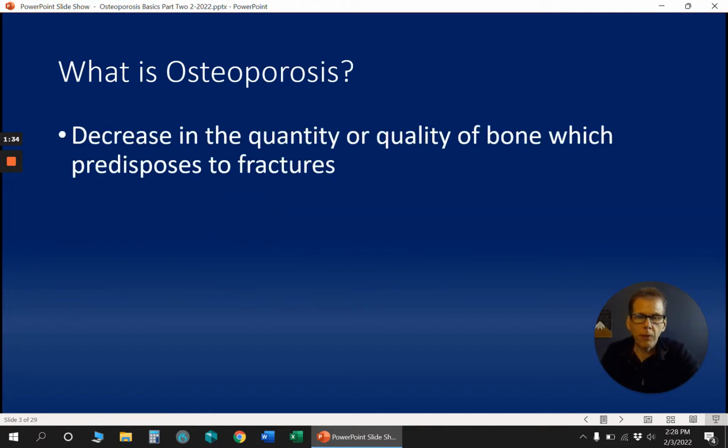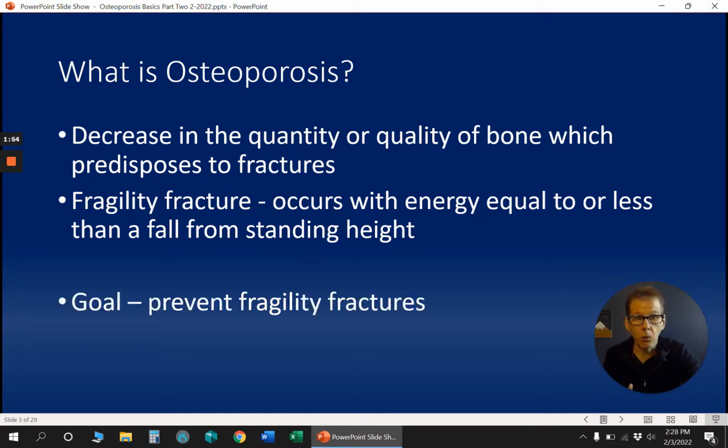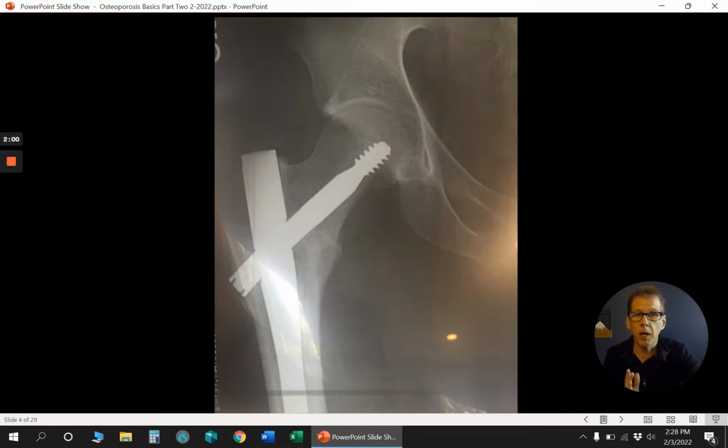So we talked about osteoporosis being a decrease in the quantity or quality of the bone, which predisposes to fracture. And that a fragility fracture would be a fracture that occurs with low energy in somebody who would not have ordinarily fractured if the bones were healthy. And our goal, the whole reason we talk about osteoporosis, is we want to prevent fragility fractures from occurring.